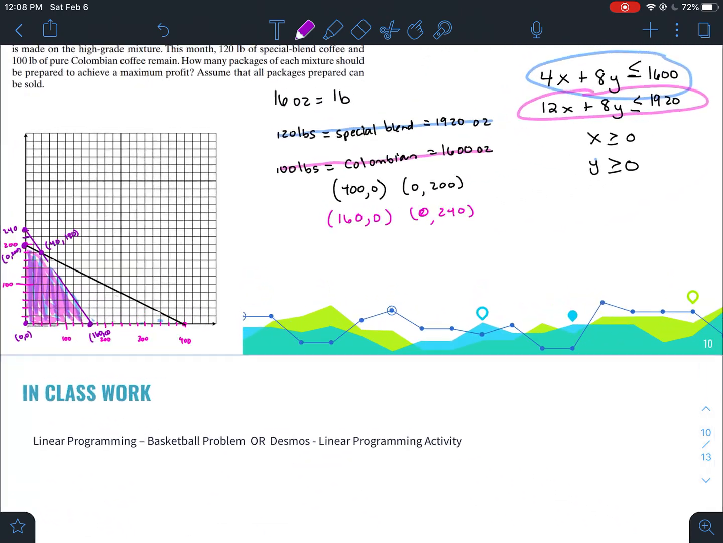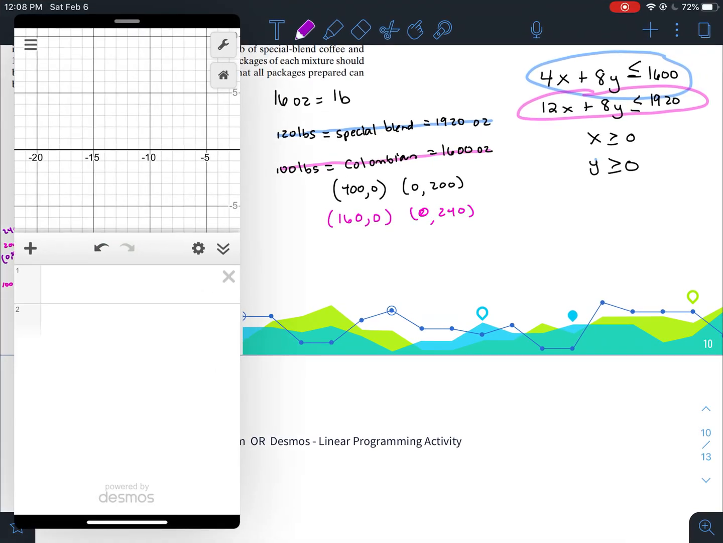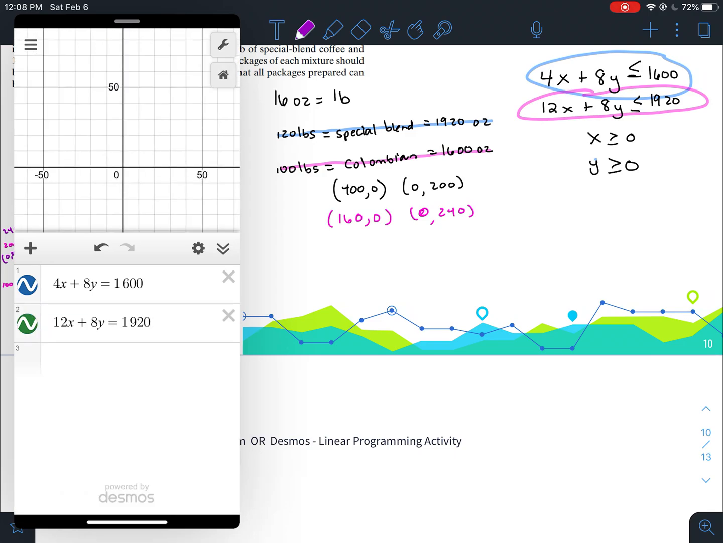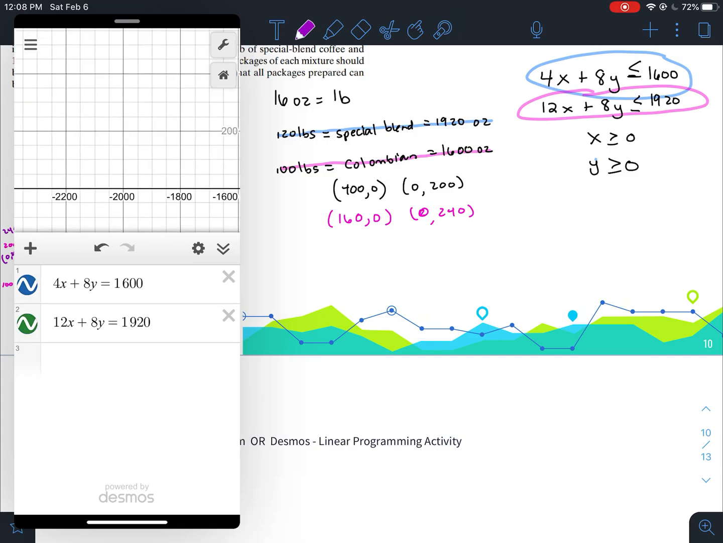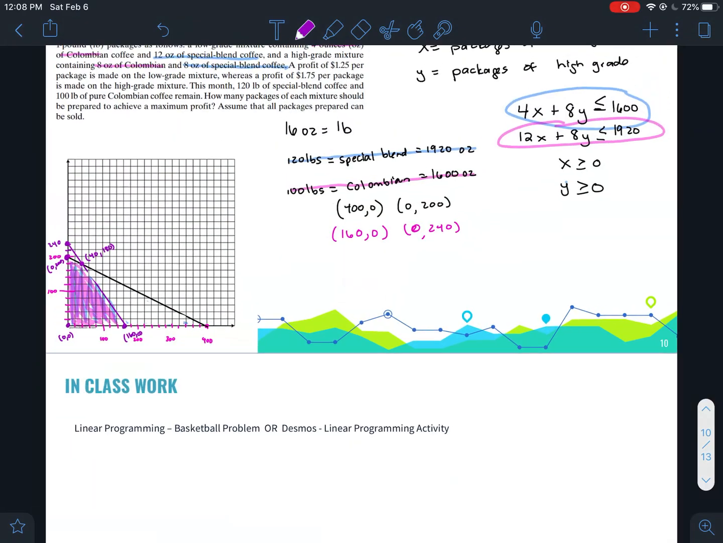And again, if we wanted to make sure they intersected at 40, 180, we could solve that system. Or we could graph it. So 4x plus 8y equals 1600. And 12x plus 8y equals 1920. And then if we want to see where those two lines intersect, they intersect at 40, 180, and that's what we had, so we're good.